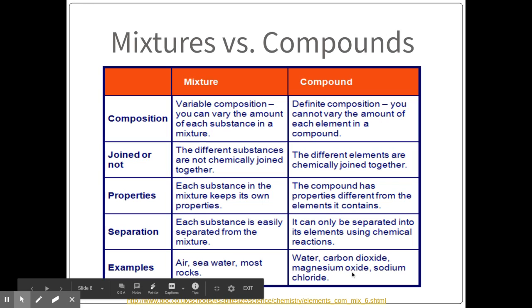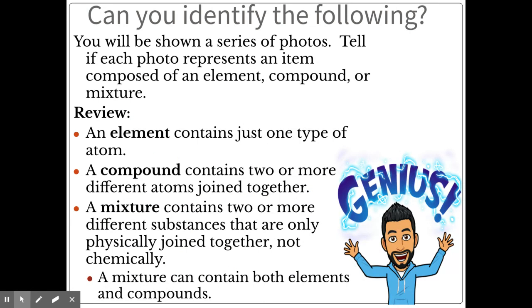Magnesium oxide is another compound, and sodium chloride, which some of you might recognize as being table salt. Those are all compounds. So just to get an idea of what's a mixture and what's a compound as far as examples. Now we're going to do a little practice here. So see how you do.